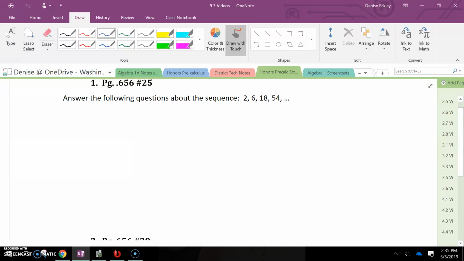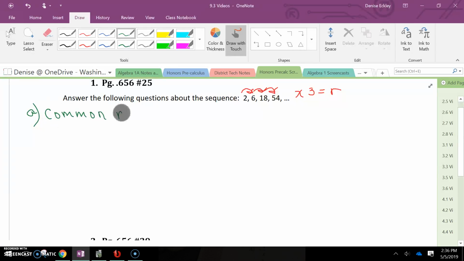Page 656, number 25. We are to answer the following questions about the sequence 2, 6, 18, 54, and again in the directions like number 20, 21. We know that this is a geometric sequence, but we can find that by looking at how we go from term to term, and we can see each time here we are multiplying by 3, and that would be our R. So the first thing we're asked to find is the common ratio.